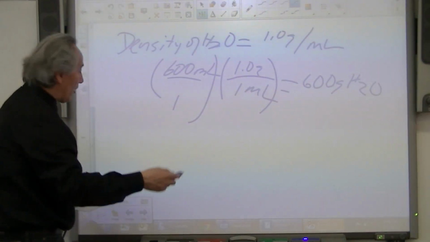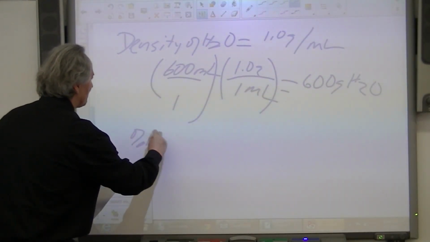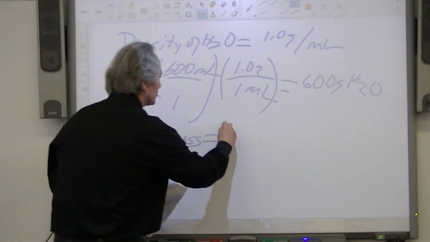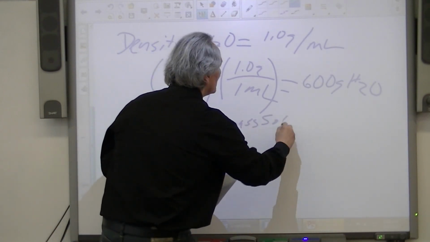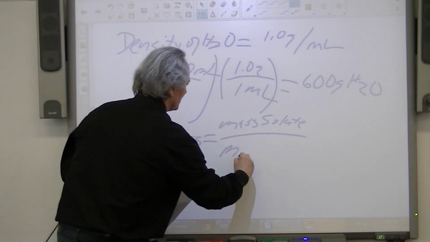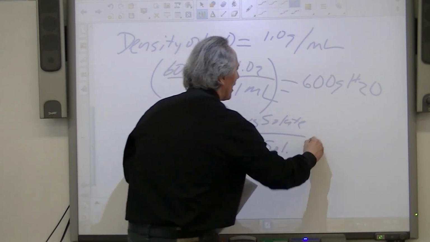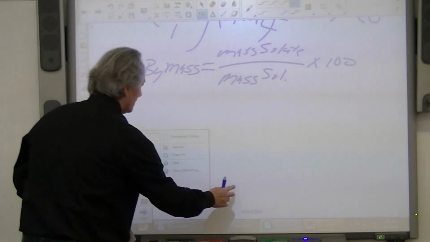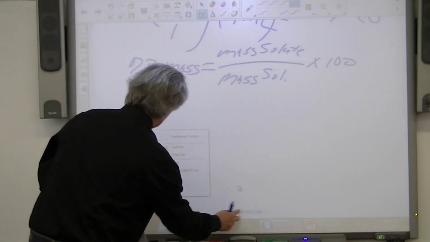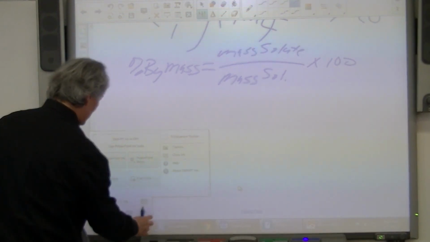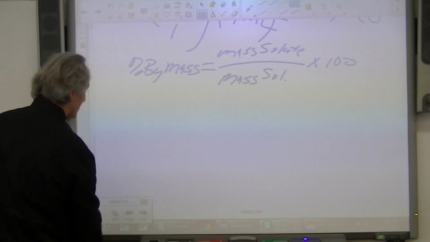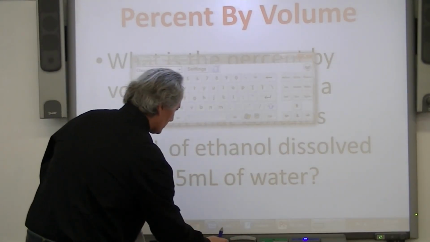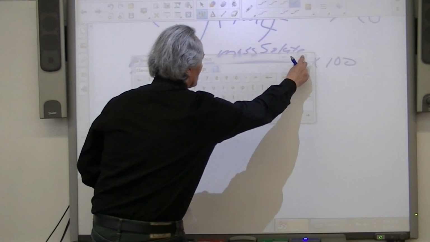So let's rewrite the equation for what we're looking for. We are looking for the percent by mass, again, of the sodium bicarbonate. That equals the mass of the solute divided by the mass of the solution, multiplied by 100 to give us our percent. Let's plug in the data that we were given in the problem. Sometimes the board gets a little temperamental.